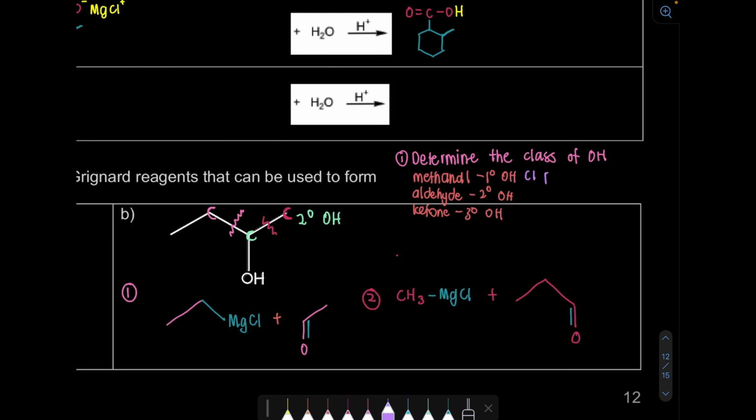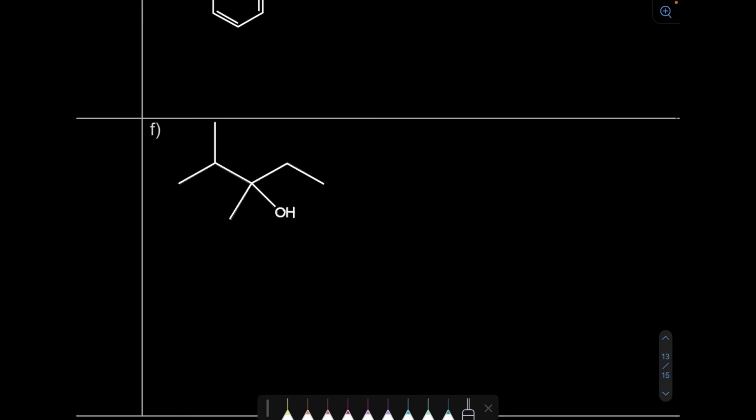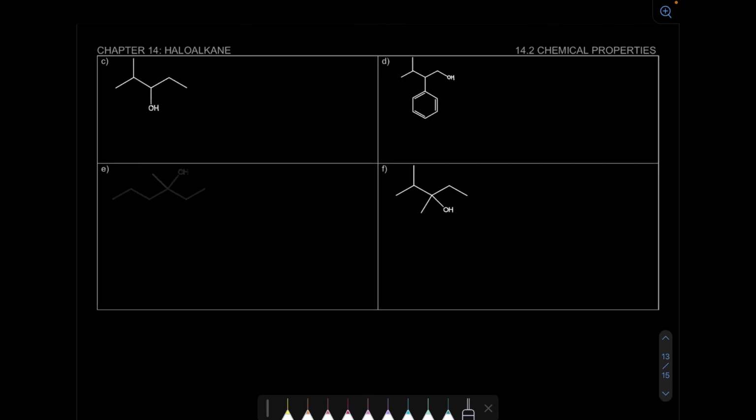Kalau methanol memang possibility dia ada 1 pair je. Kalau aldehyde ada 2 pair sebab ada 2 jiran dia, ada 2 neighboring carbon. Kalau ketone ada 3 possible pair. So first and foremost kena determine the class of alcohol dululah. Okay, so nanti kita break the bond. Okay, next let's look for question. F ni tertiary alcohol, tapi tak nak lah, to try yourself.